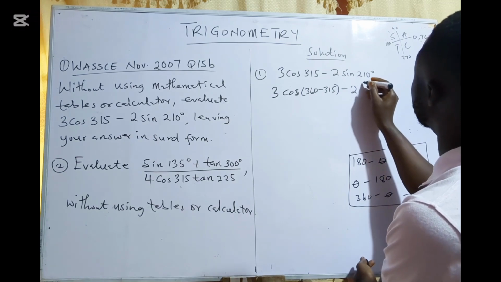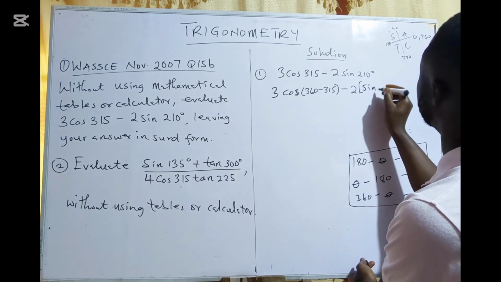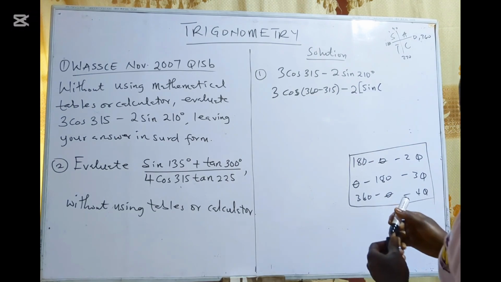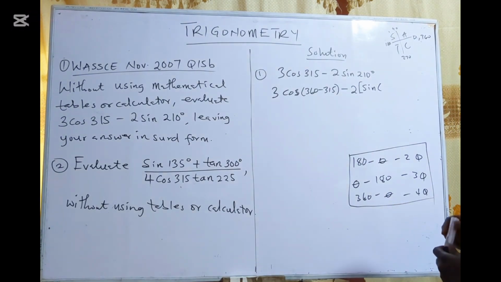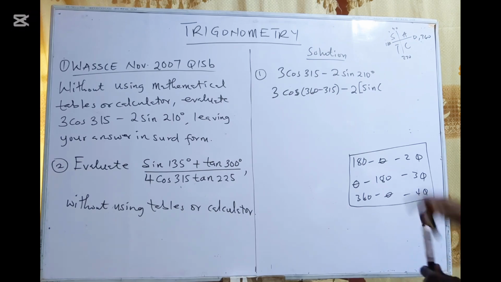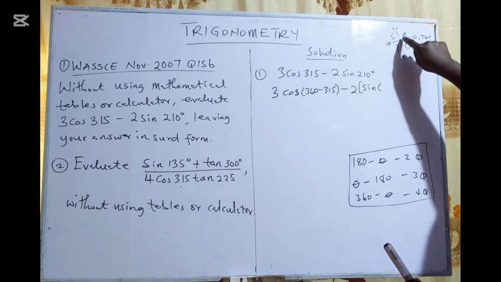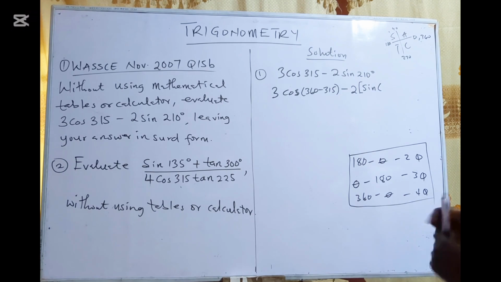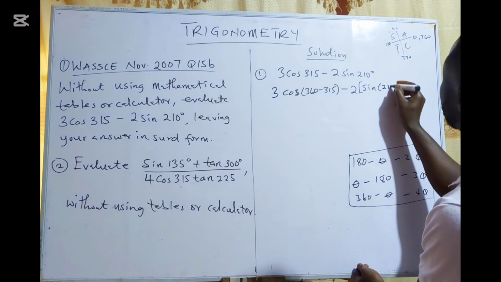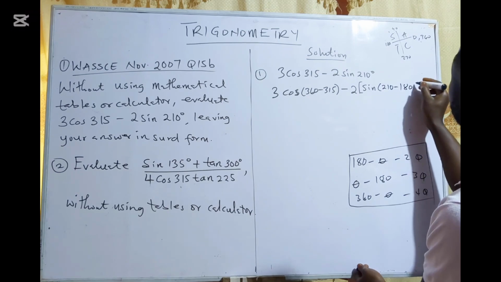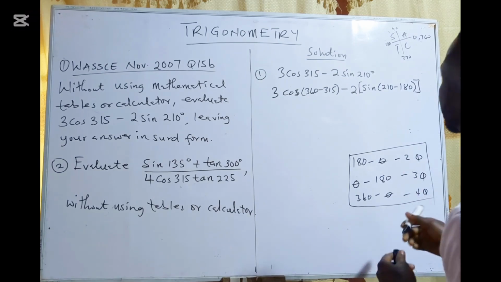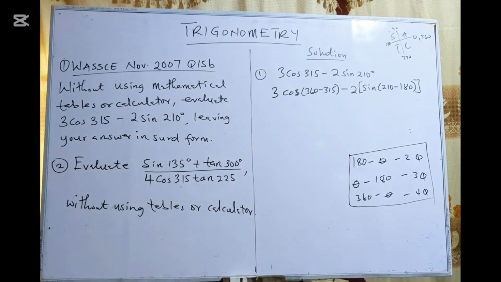Then we have sine 210. 210 is in which quadrant? 210 will fall in the third quadrant, that is the angle minus 180. So 210 minus 180. So this is what we are going to have.